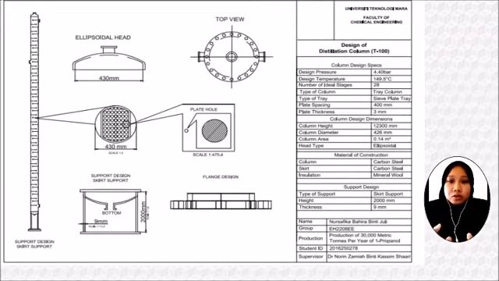Next, we go to the AutoCAD drawing of the distillation column. Here are the details of the designation. We use an ellipsoidal head at the top of the column, and there are 28 stages in this column, where the feed stream is at stage 12 from the top of the column. For the support design, we choose the skirt support with a height of 2 meters and 9 mm of thickness. That's all for the designation of the distillation column.